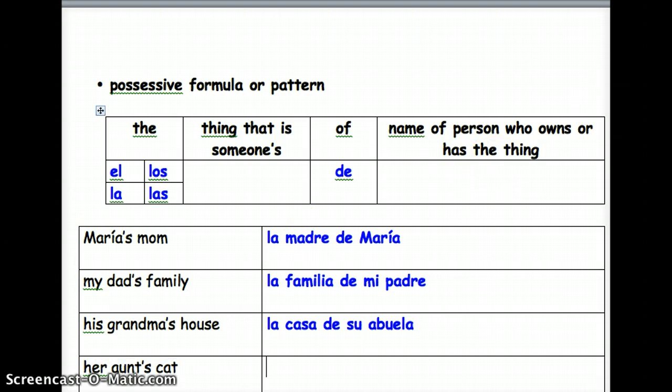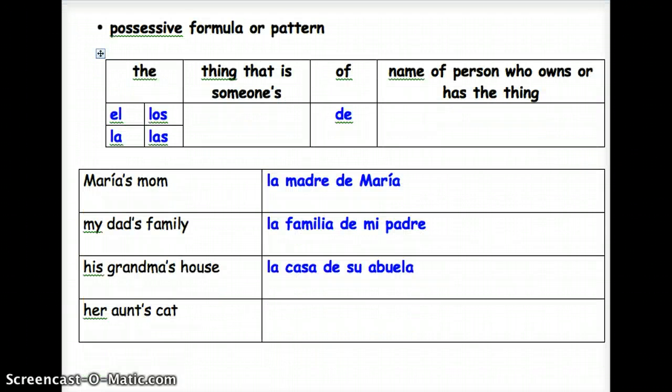Her aunt's cat. So the cat of her aunt. El gato de su tía.